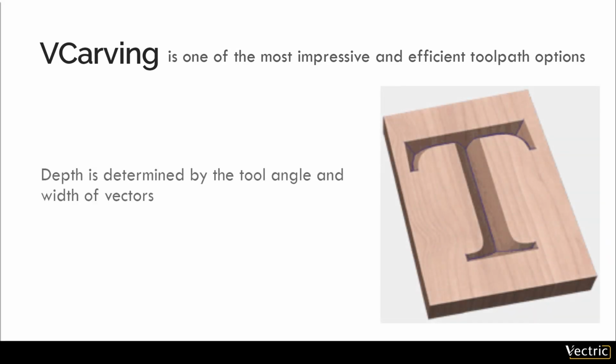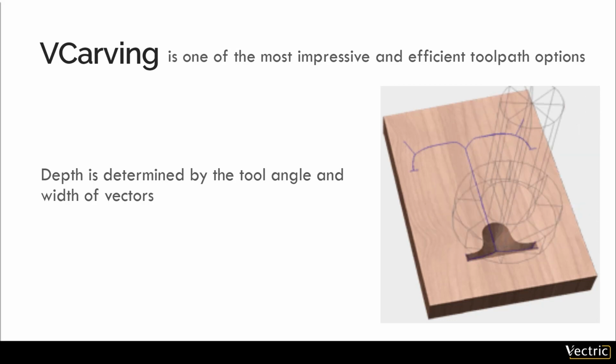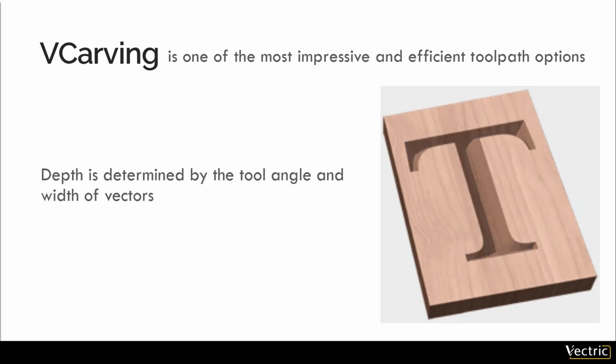It is important to try to understand how VCarving works. The depth of the cut is determined by the tool angle and the width of the vectors. VCarving can only be done with closed vectors, as it will run the tool directly in the center of the opposing vectors to a depth that the tool can fit and to a maximum pass depth.